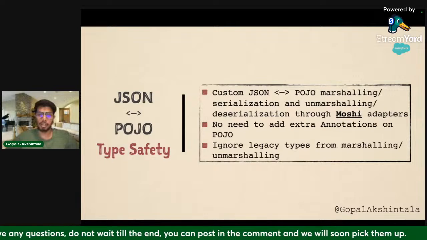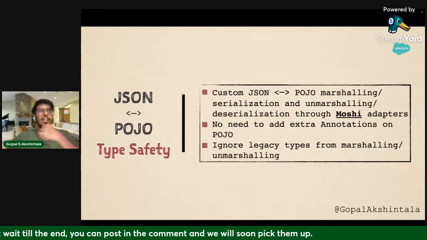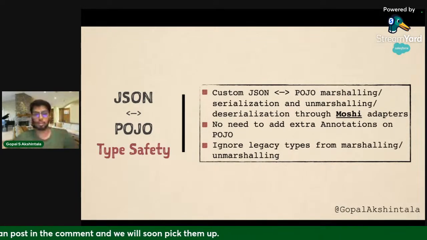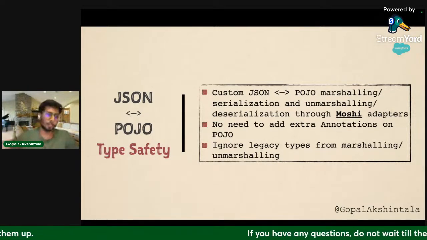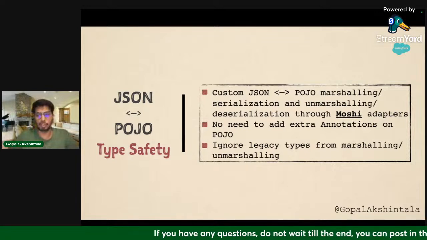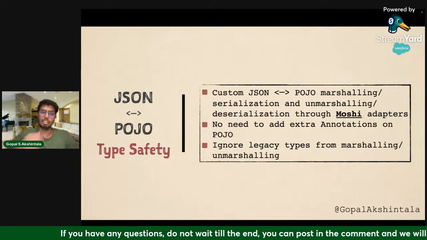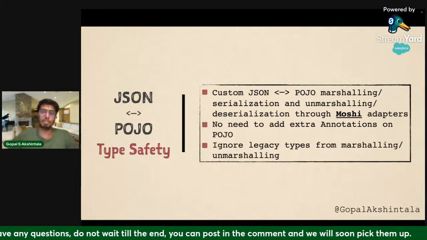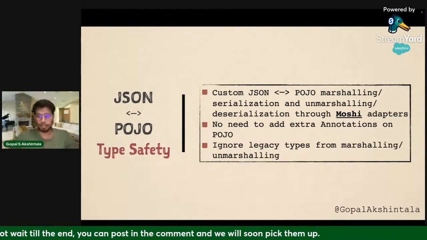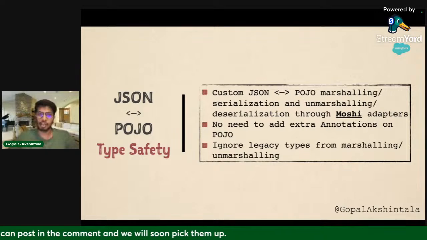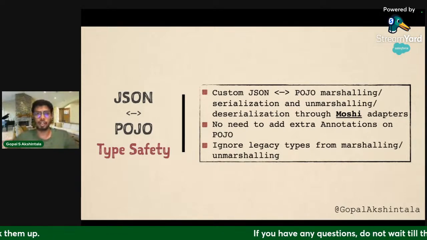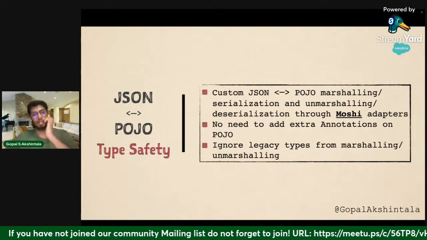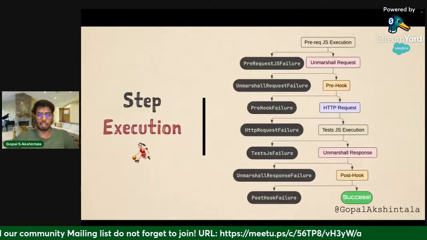One of the best use cases is that you don't have to add any extra annotations on your POJO. Let us say you don't have control over your POJO, it resides in some other module in which you don't have ownership. You don't really have to worry, because this uses something called Moshi, which lets you serialize any POJO by providing adapters without adding any extra annotations. And you can even ignore some legacy types, like the class you're trying to marshal or unmarshal might be extending some legacy type which doesn't let you do it. You can skip those types as well using what I just showed you.